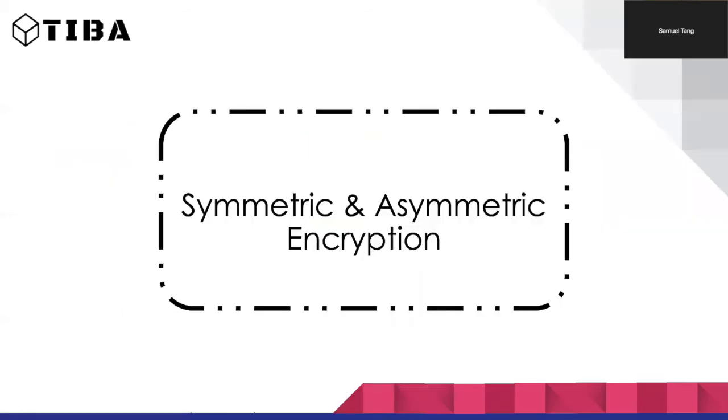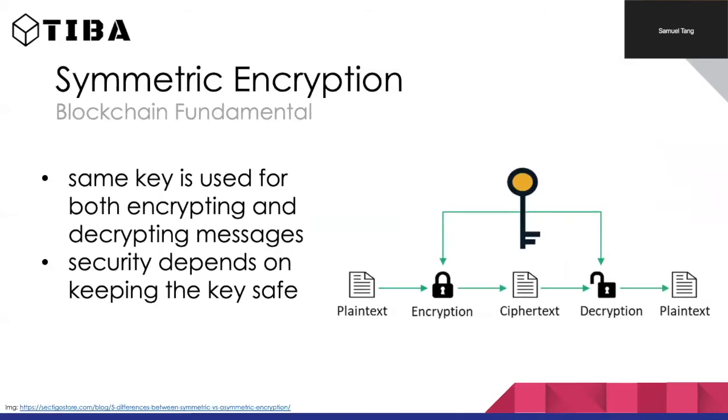So next, for the encryption part, like I said, there are two parts, symmetric and asymmetric. So we're going to start by talking about symmetric. So symmetric encryption basically means that you use the same key for both encryption and decryption. And something to note is that the security of this kind of encryption method depends on you keeping the key safe, right? Nobody else can access the key.